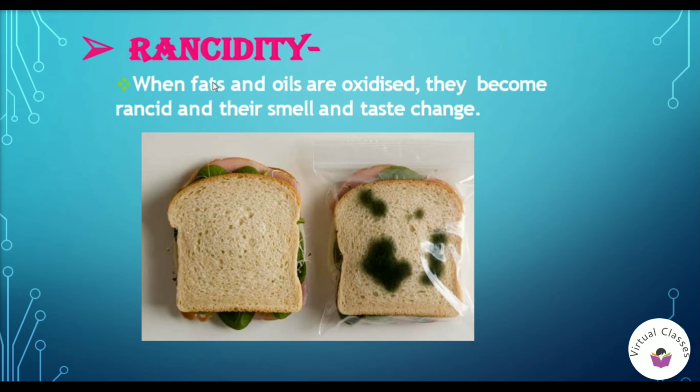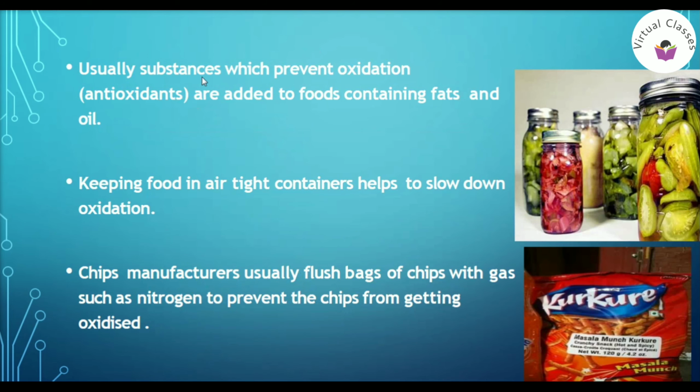The next effect of oxidation is rancidity. When fats and oils are oxidized, they become rancid and their smell and taste change. Usually, substances which prevent oxidation, that is, antioxidants, are added to foods containing fats and oils. Keeping food in airtight containers helps to slow down oxidation. Chips manufacturers usually flush bags of chips with gas such as nitrogen to prevent the chips from getting oxidized and become rancid. This was the last part of the chapter, so here our chapter ends.